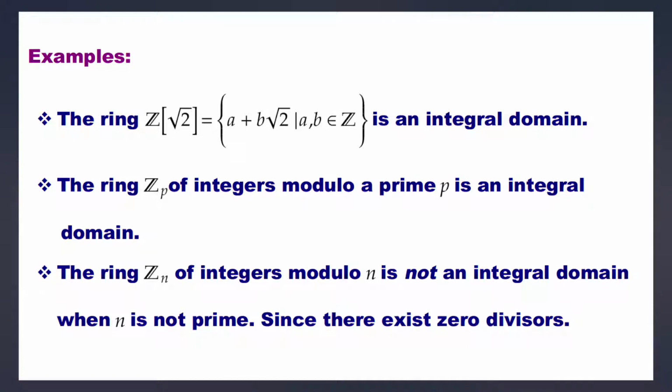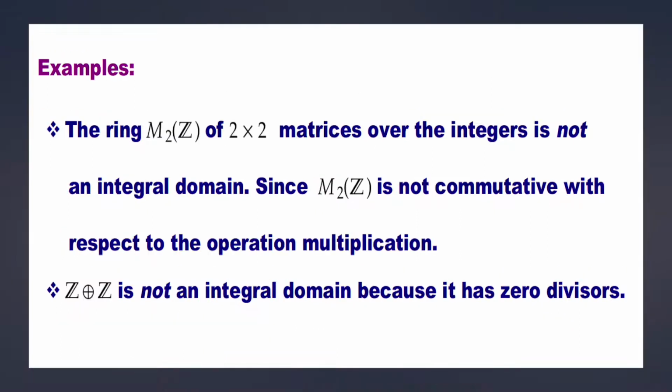The ring Zp of integers modulo a prime p is an integral domain. The ring Zn of integers modulo n is not an integral domain when n is not prime, since there exist zero divisors. The ring M2(Z) of 2 cross 2 matrices over the integers is not an integral domain, since M2(Z) is not commutative with respect to the operation multiplication. Z direct sum Z is not an integral domain because it has zero divisors. By the use of the cancellation law, we can tell whether a ring forms an integral domain or not.